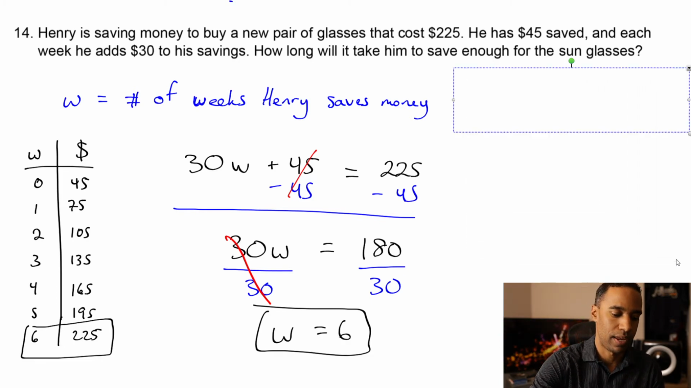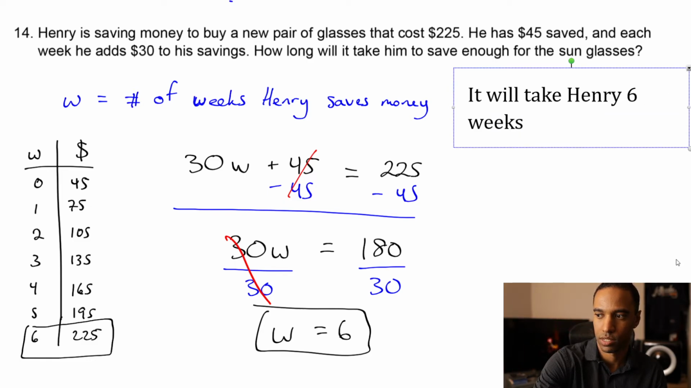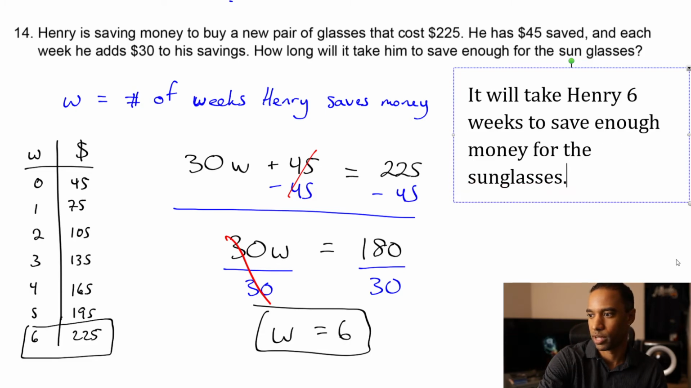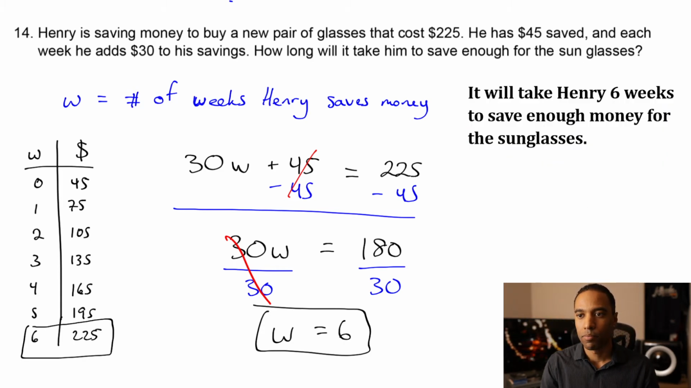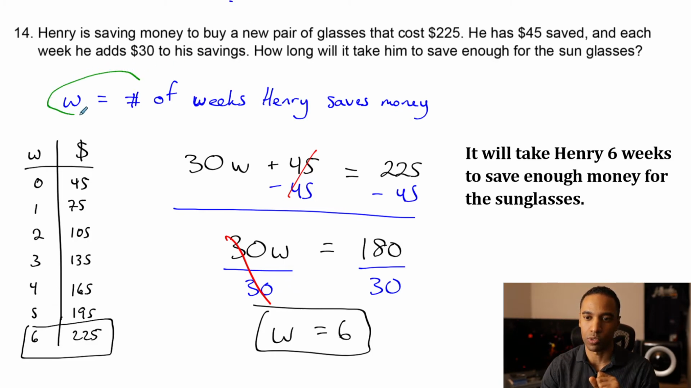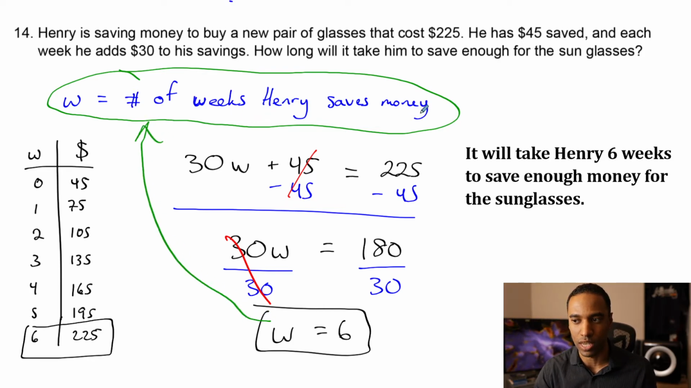It will take Henry 6 weeks. It will take Henry 6 weeks, put the number 6, 6 weeks to save enough money for these sunglasses. Sunglasses is one word, ain't it? Sure is. All right, so there we go. That's your answer. You could probably just say 6 weeks and get away with it. Just make sure you have units. Don't just say W equals 6. Actually, you could get away with saying W equals 6 if you define your variable. W equals 6. Great. What does W mean? The number of weeks Henry saves money. 6 weeks Henry saves money. So it kind of works. That's why defining a variable is also kind of nice.